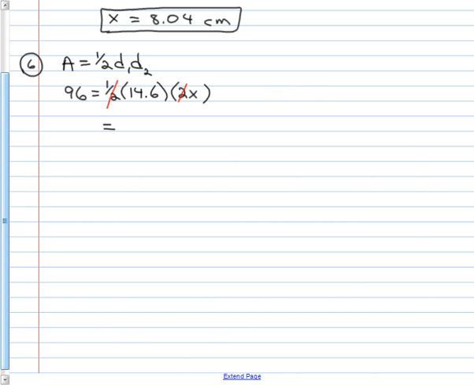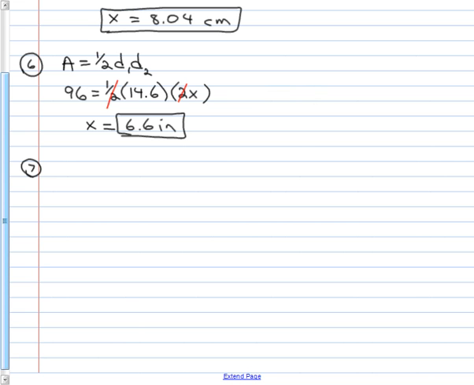So I'm ready to get x. All I have to do is divide by 14.6. Let's go to the tenth. 6.6. Was this one in inches? How did I get rid of that 1/2 again? Yeah, 1/2 times 2. They just canceled each other out, went to 1 right there.